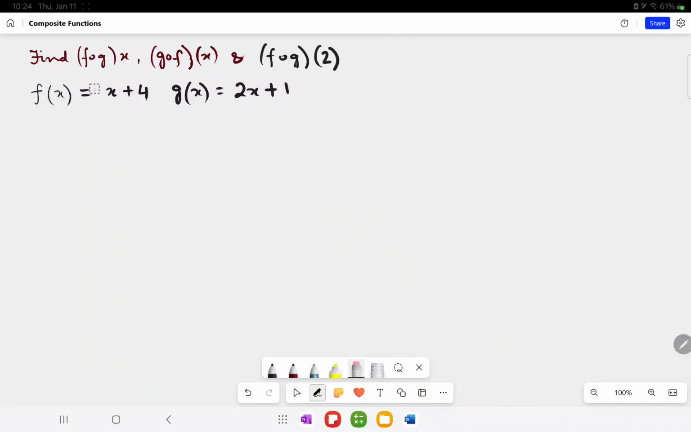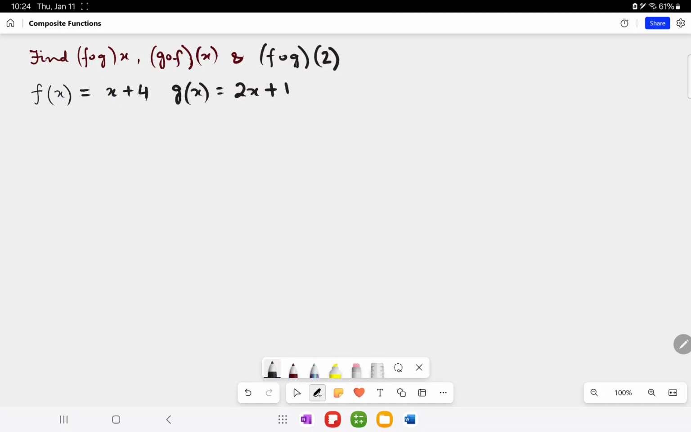Here we are going to work on an example of composite functions. The question says find f of g of x, then g of f of x, and then finally f of g of 2. They've given us two functions, f of x equals x plus 4, and g of x equals 2x plus 1. So first let's work on f of g of x.